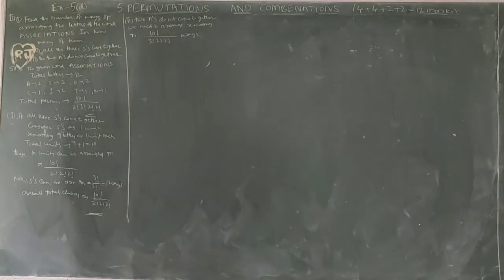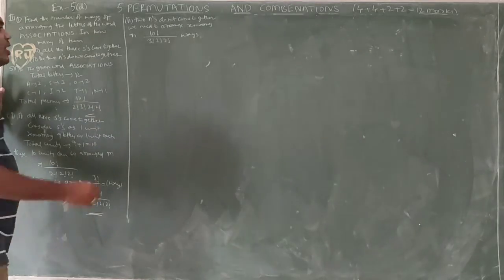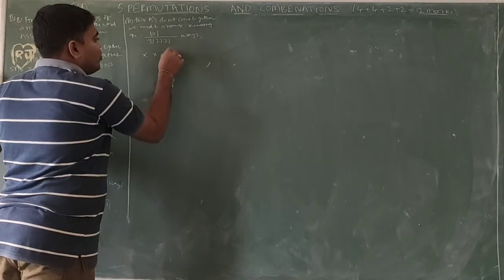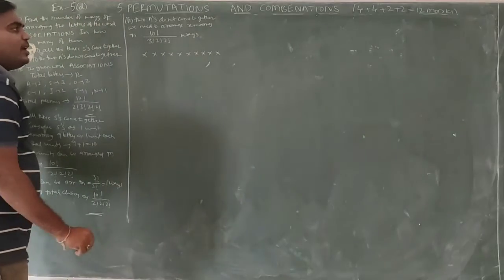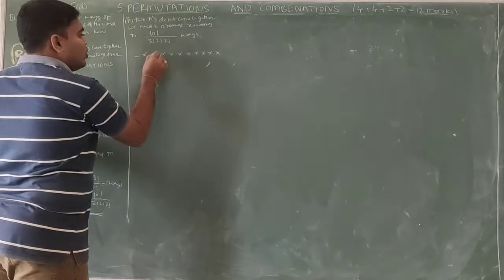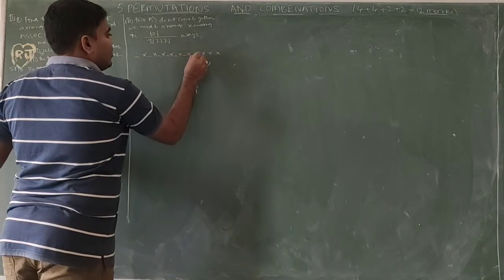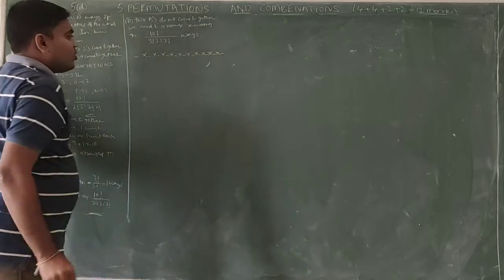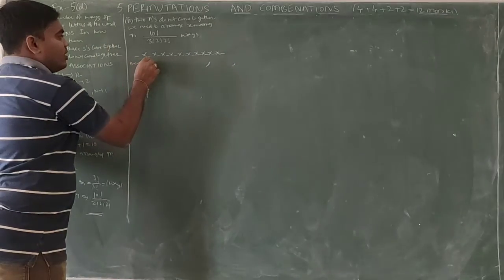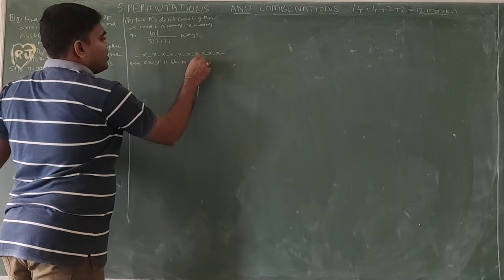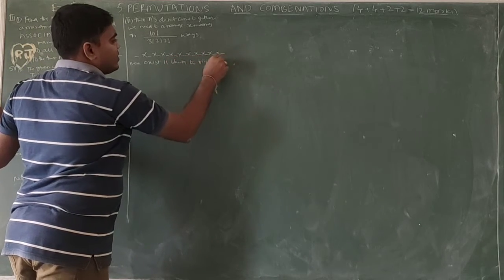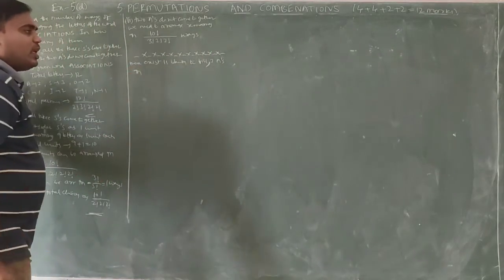Now, other than A, we are arranging 10 letters: 1, 2, 3, 4, 5, 6, 7, 8, 9, 10. So these are the 10 letters arranged. Blanks: 1, 2, 3, 4, 5, 6, 7, 8, 9, 10, 11. So there exist 11 blanks to fill the 2 A's.